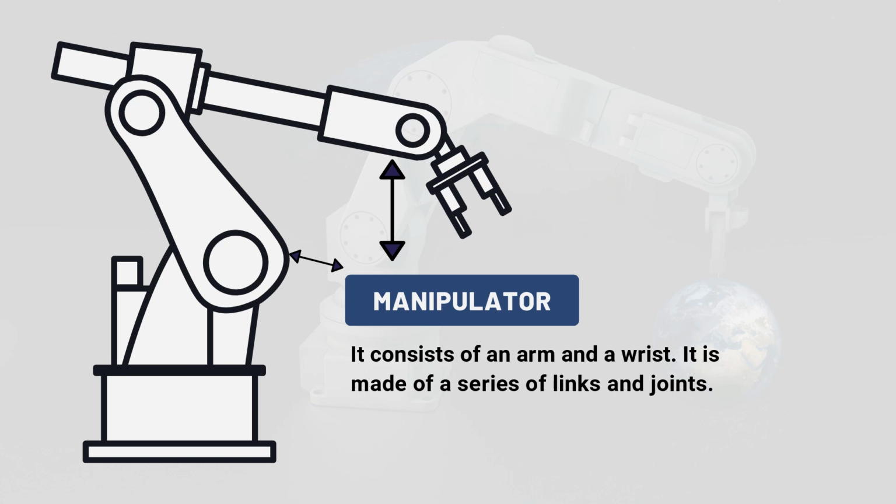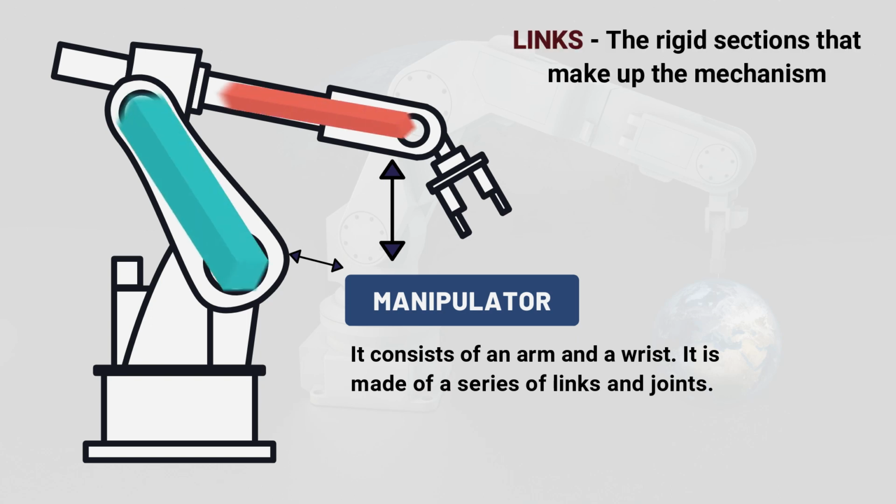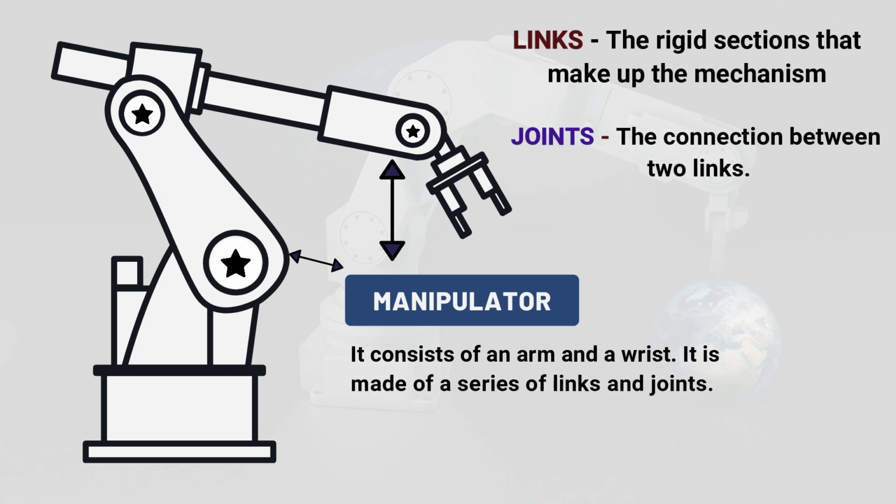It is made of a series of links and joints, in which links are defined as the rigid sections that make up the mechanism and joints are defined as the connection between two links.